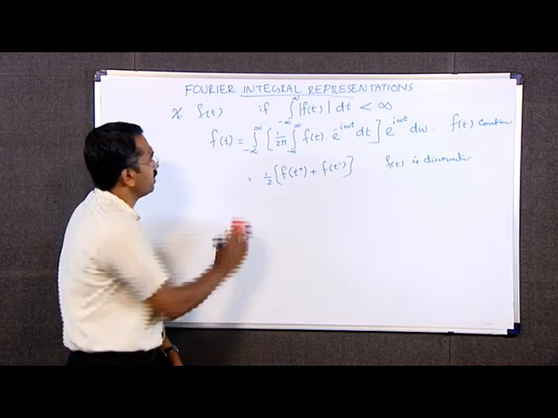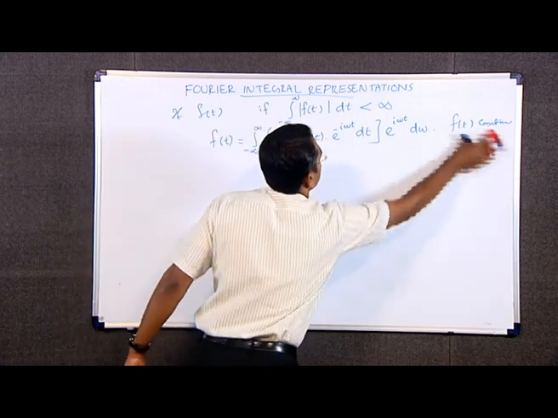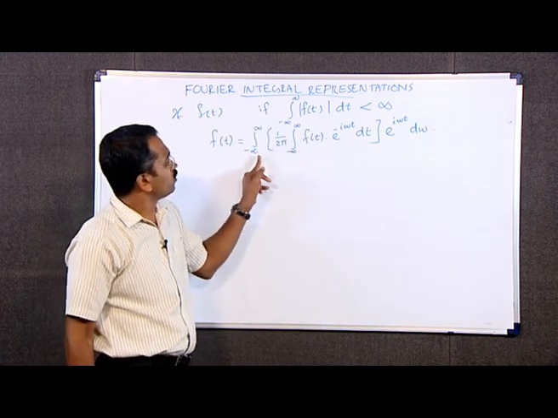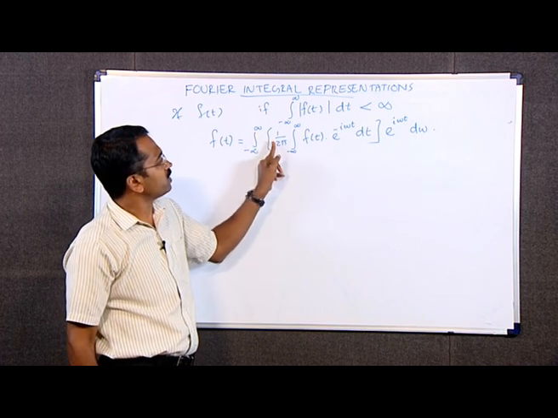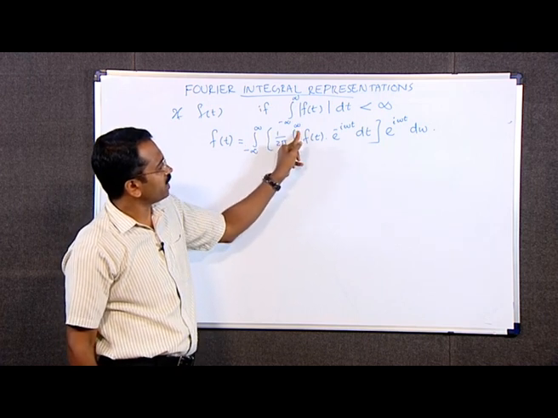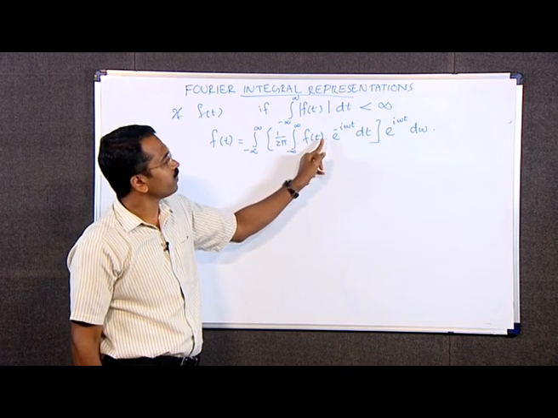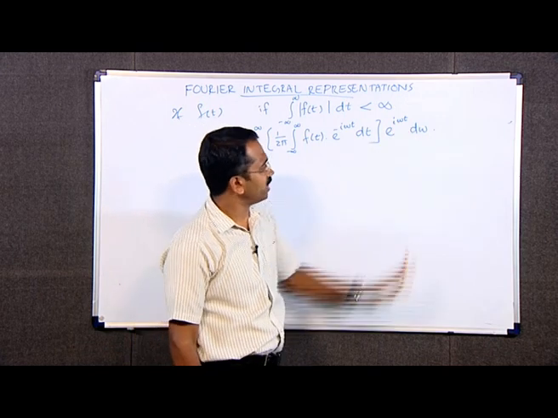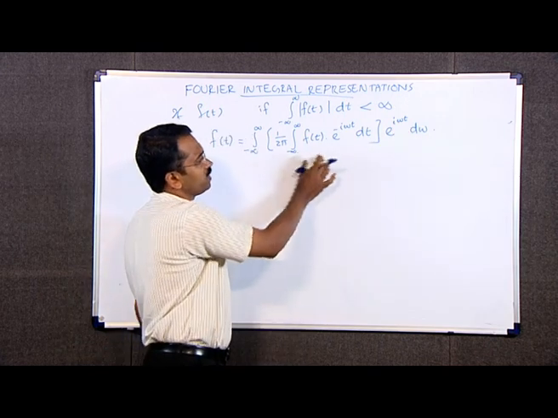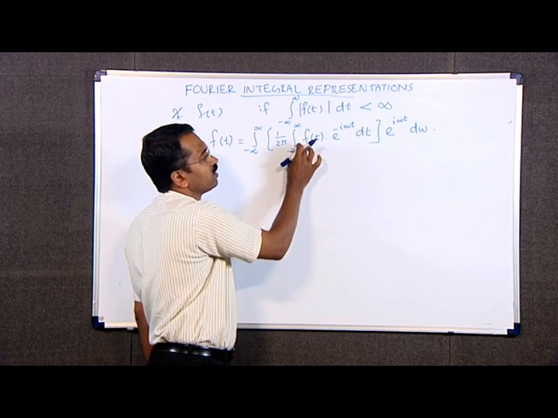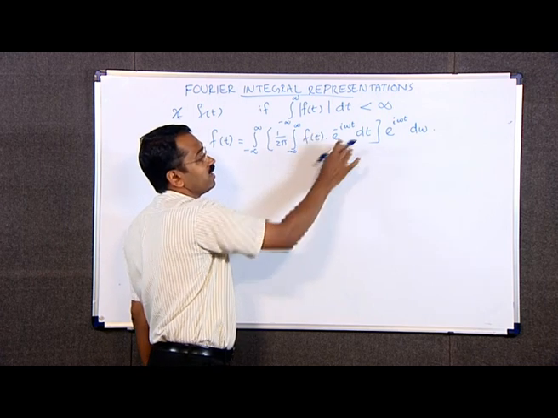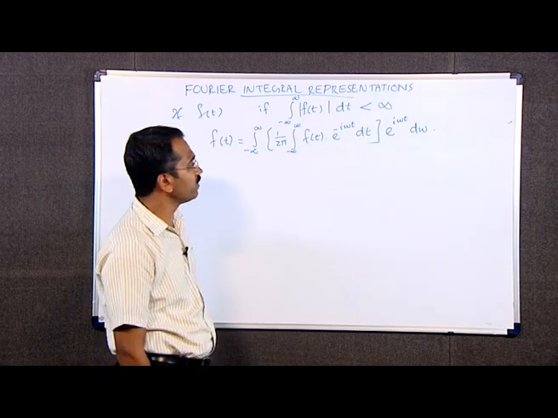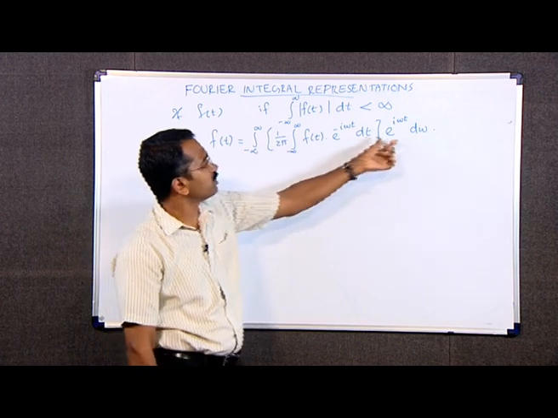Now, consider this integral representation: f of t equals integral from minus infinity to infinity of 1 by 2 pi, integral from minus infinity to infinity f of t into e raised to minus i omega t dt, into e raised to i omega t d omega. Here there are two integrals. The inner integral is with respect to t, and the outer is with respect to omega.